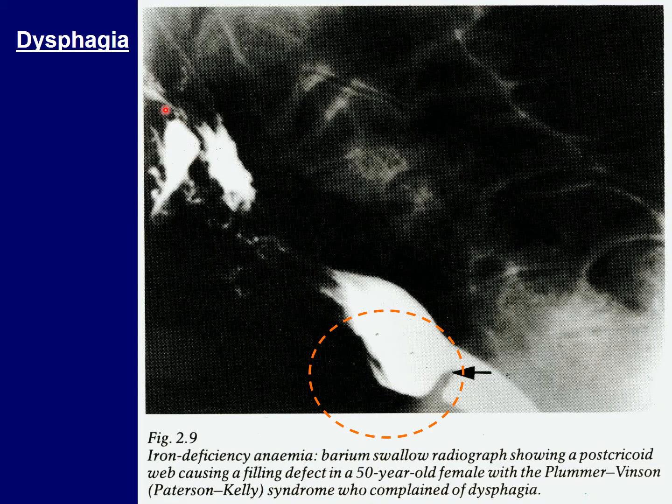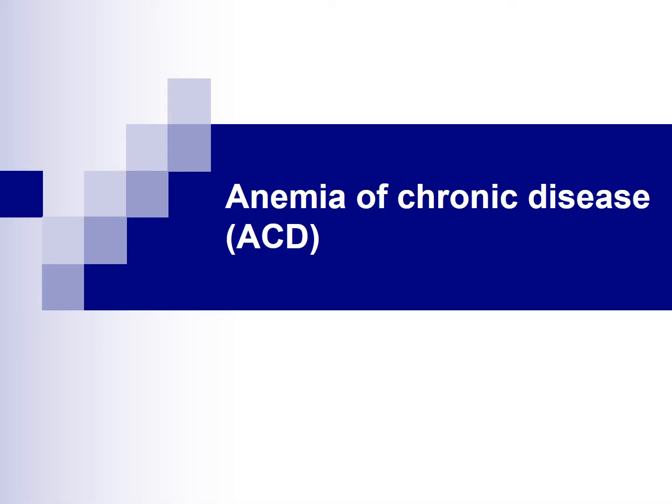Now here, for example, for the dysphagia, I'm showing you the iron deficiency anemia that caused this Plummer-Vinson syndrome, where we do have a little postcricoid web causing the filling defect, so we do have a swallowing problem with the patient.